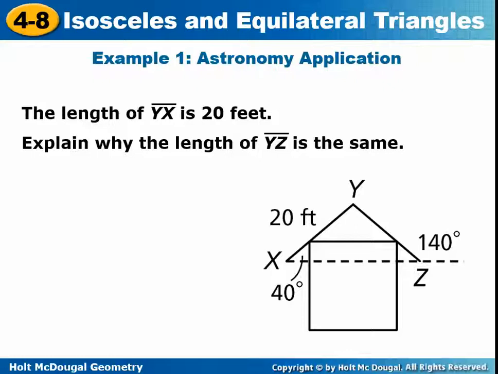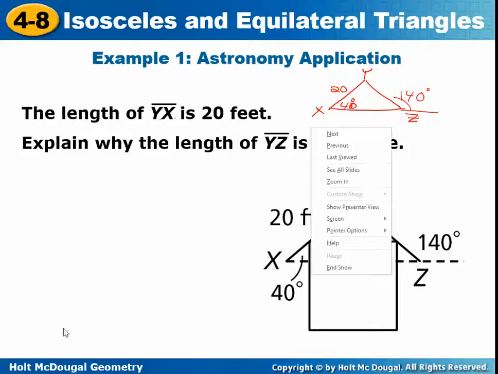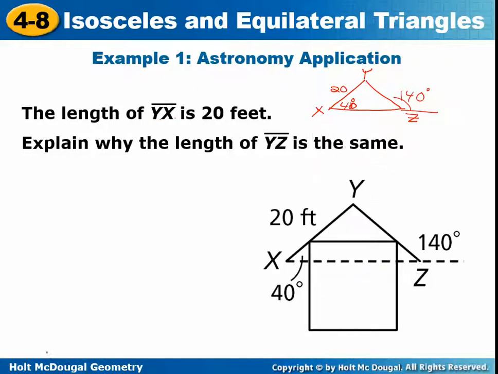In this picture, we have a triangle. I'm going to redraw this triangle without the house. It's just the roof I want to worry about. This is X, Y, and Z. This is 20 feet. This is given as 40 degrees. And this over here is given as 140 degrees, the exterior angle. They want us to explain why the length of YZ is the same as the length of XY. Let's find the angle adjacent to the 140 degrees.